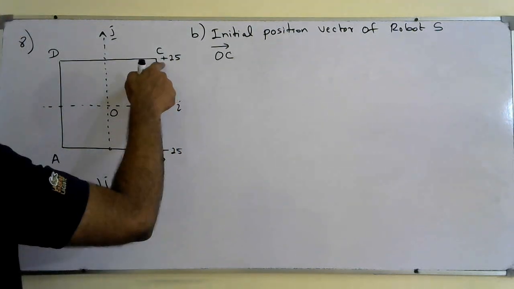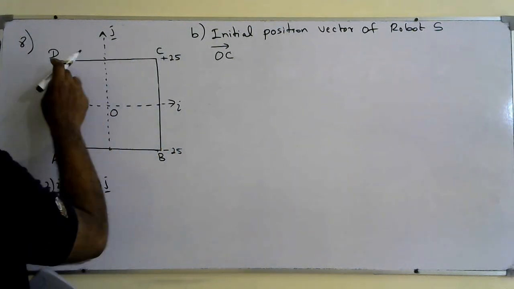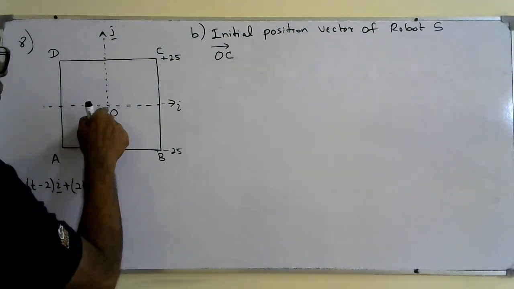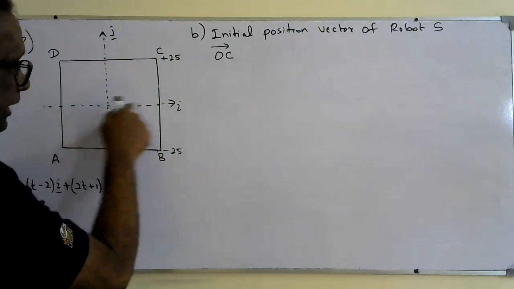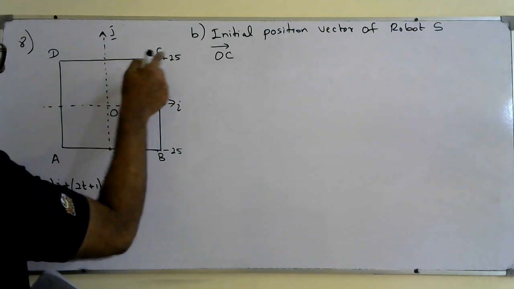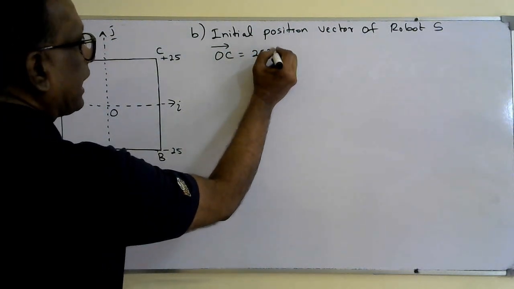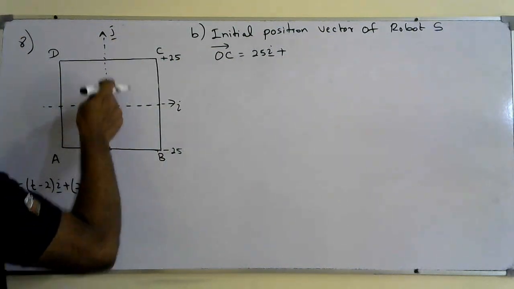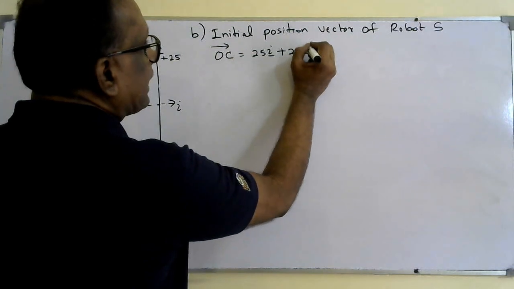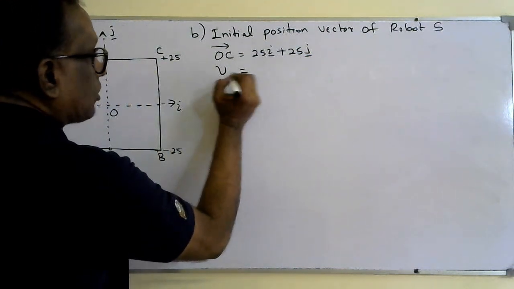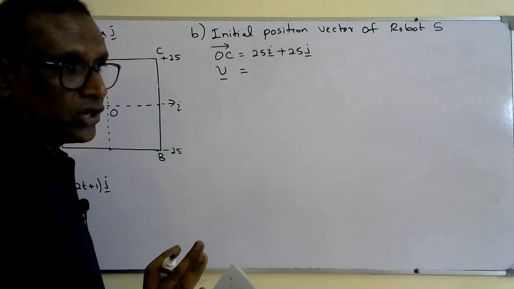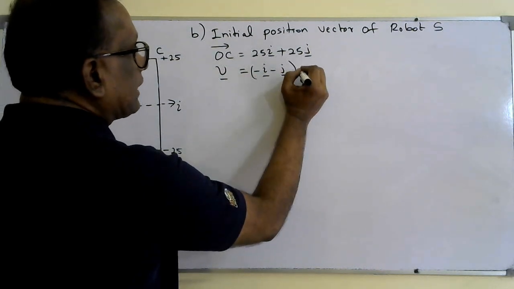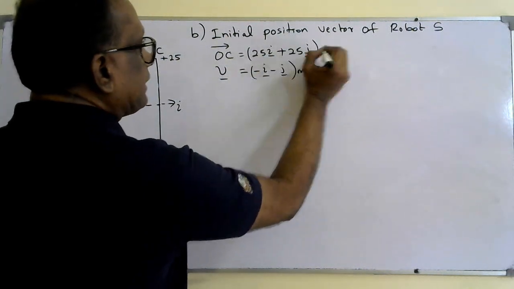So the coordinate of OC is equal to, in i direction 25 units, because this DC is 50, O is the center, which means this length from O to point C in the horizontal i direction is 25, half of 50. So that's 25i plus, in j direction, this is 50, O is the center, so 25j. The velocity vector of S is also given.